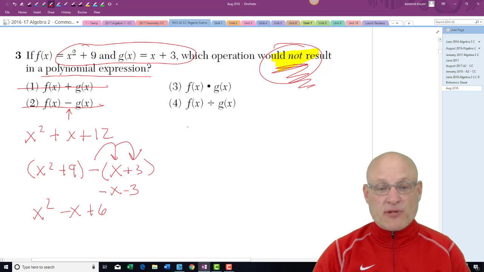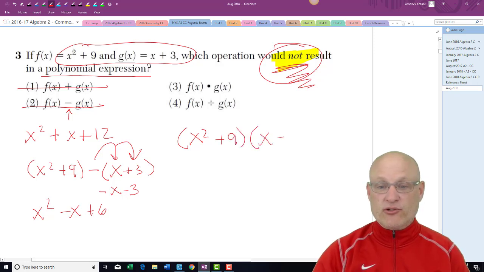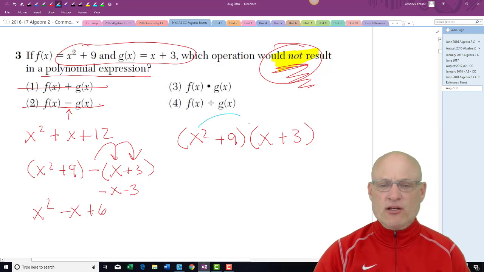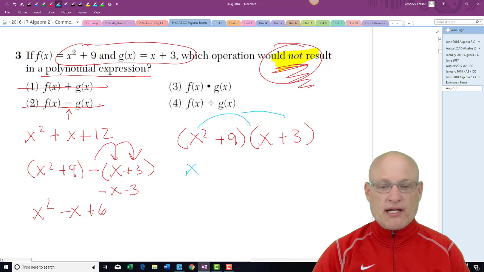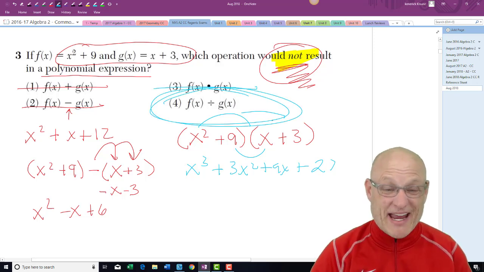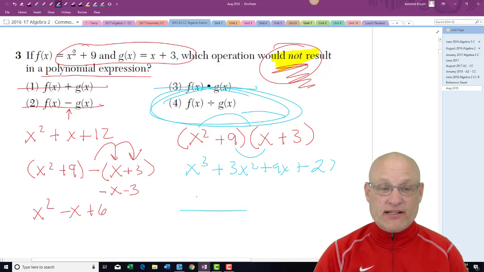Now, if I multiply these, of course, you've got to put them in parentheses, so you remember to double distribute, or FOIL, or whatever your teacher decides to call it this year, whatever is politically correct this year. Nobody liked FOIL. I don't know why. Double distribute. x cubed plus 3x squared plus 9x plus 27. This is a polynomial with 4 terms. It is a polynomial.